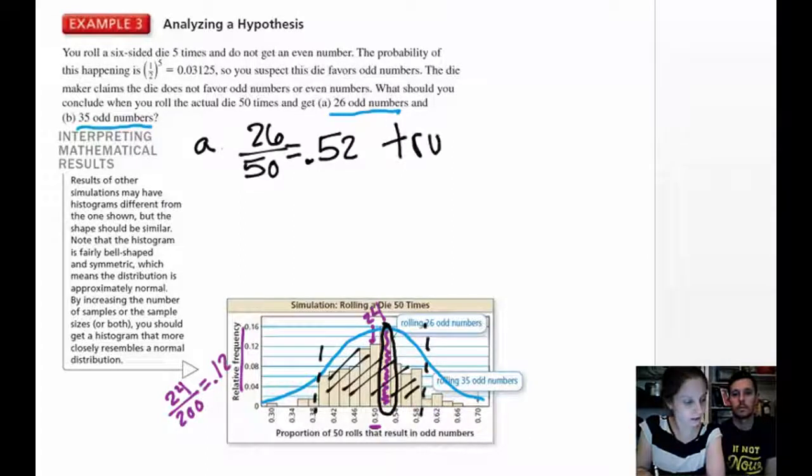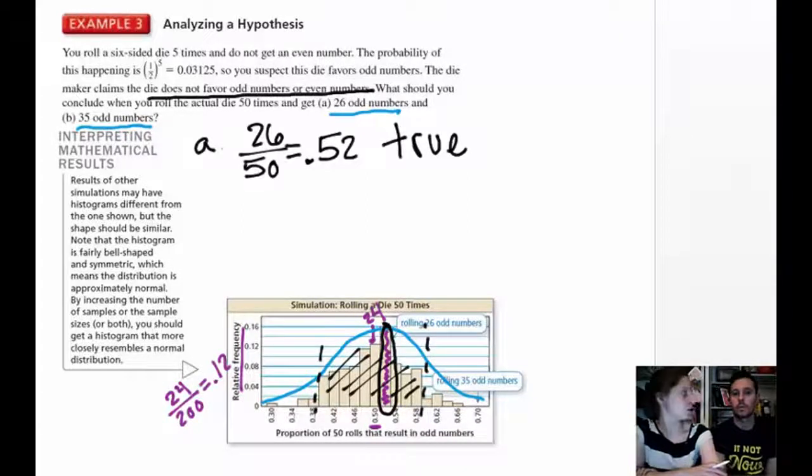Can I say that for part A? It's not clear what the hypothesis is in this problem. The die maker claims the die does not favor odd or even numbers. Okay, so the hypothesis is the die does not favor odd or even numbers. In which case, if it's part A, then that is true. Is there anything else you would write for this part? I would write this is likely a fair die.